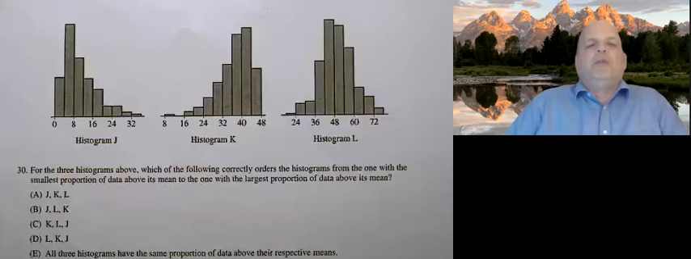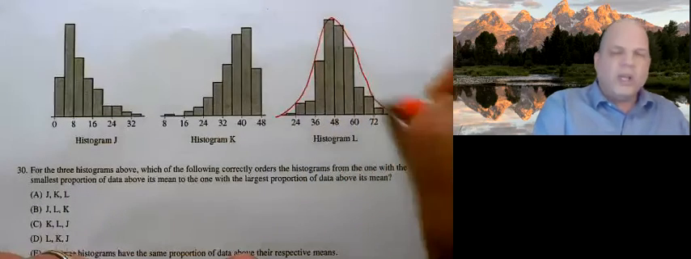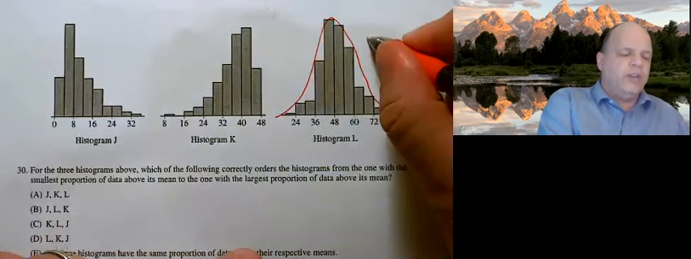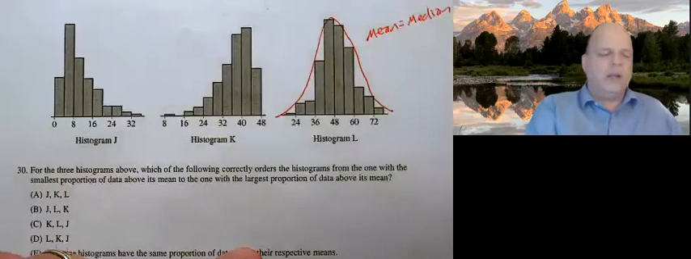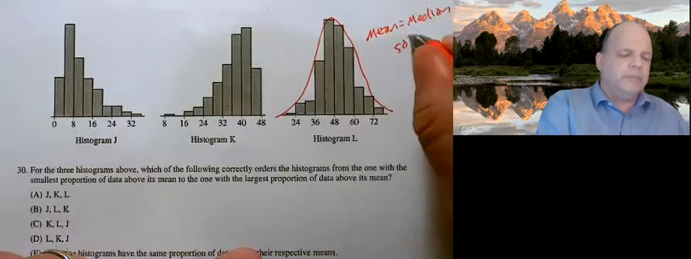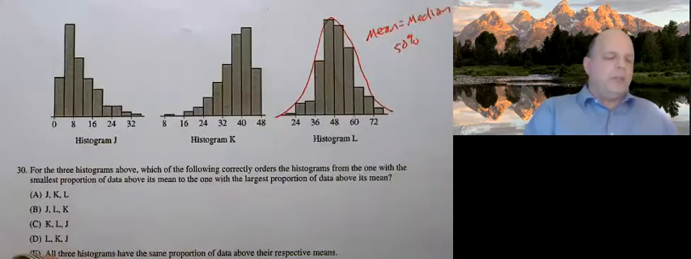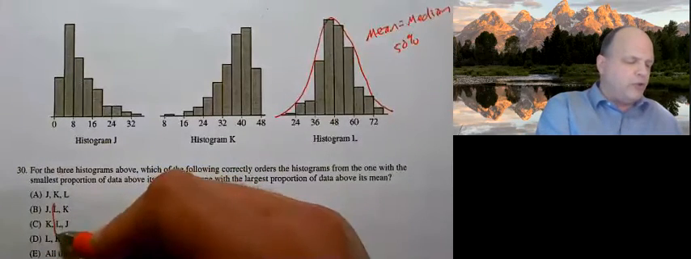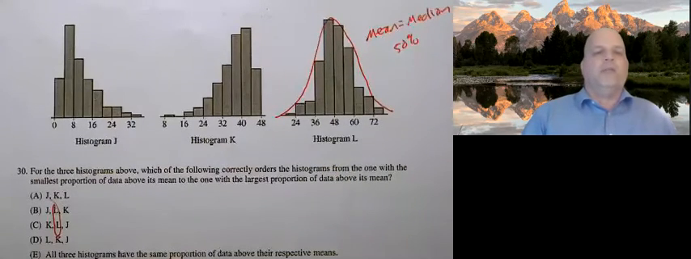So for the 3 histograms above, and this is number 30, which of the following correctly orders the histograms from the one with the smallest proportion of data above its mean to the one with the largest proportion above its mean? Well, I want to start off with this one just because this is easy. This is reasonably symmetric, in which case the mean equals the median. You're like, okay, so what? Well, that means 50% of the data is above the mean. So this is probably going to be the middle one. So we're probably just looking at these two right here, because L needs to be in the middle because 50% is in the middle value.